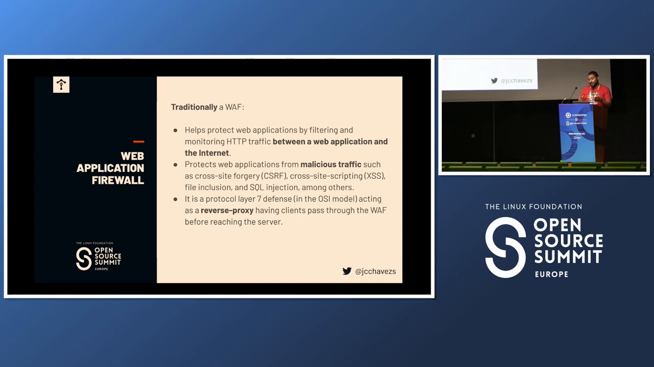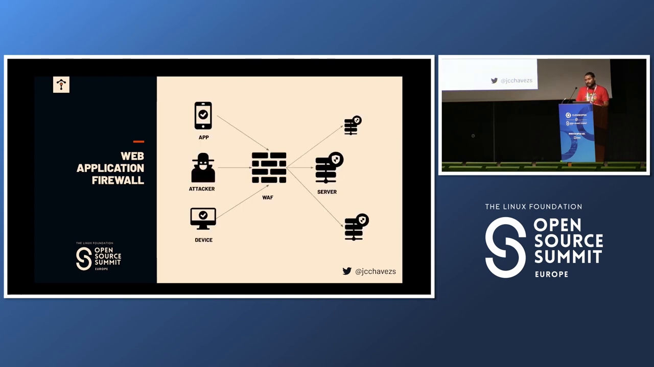Usually, it's deployed in layer 7 as a reverse proxy in front of your servers, listening and monitoring all the traffic and deciding whether this is a malicious request or not. And the proxy basically does the analysis and then decides whether this request goes upstream or not, right? This is how you traditionally deploy a WAF.